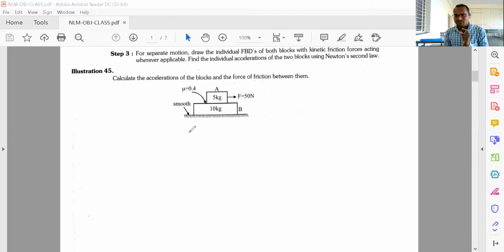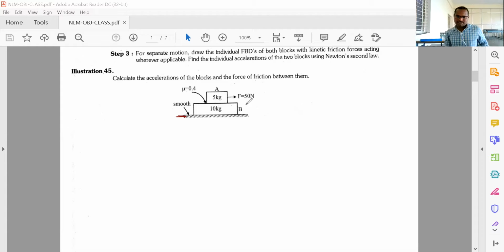See students, first you see the surface which is in contact with the block. This is a smooth surface. Here, applied force how much? 50 newtons. So definitely there will be some friction between these two blocks. They may move together or they may move separately. Means motion possibility is there. Because this is a smooth surface, definitely these two blocks will move, together or separately, but definitely they will move.